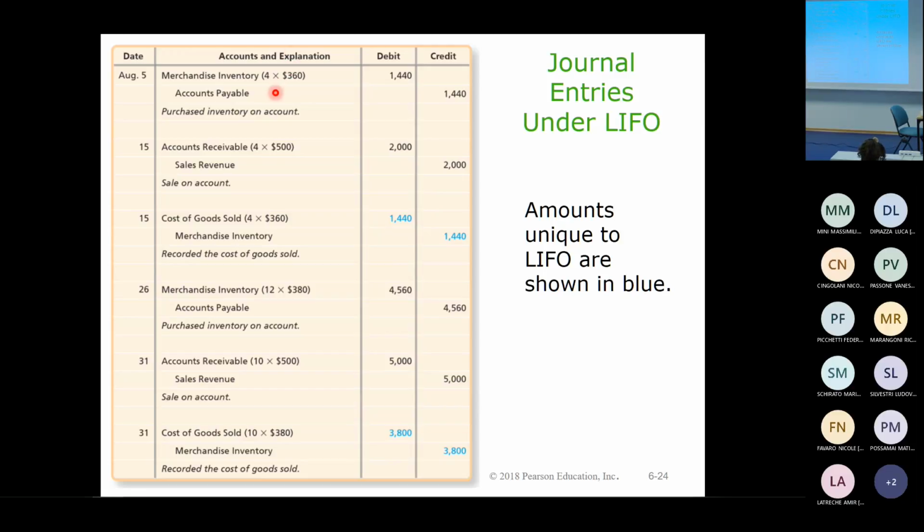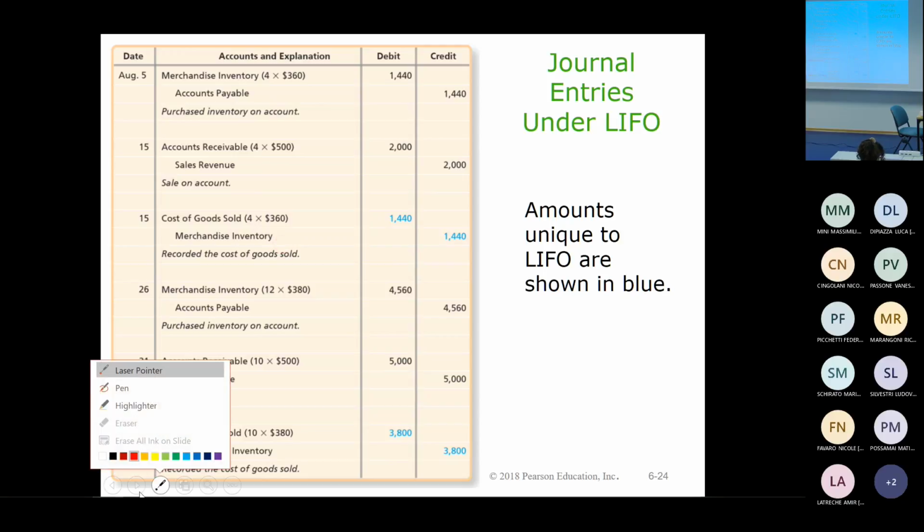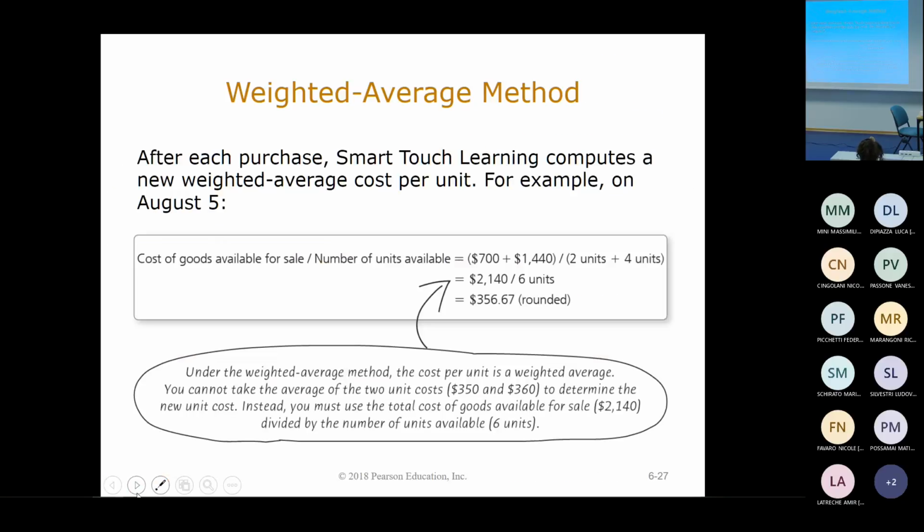Debit inventory, credit accounts payable when you buy; debit accounts receivable, credit sales revenue; debit cost of goods sold, that's what matters, and credit merchandise inventory. Because we use the perpetual system and we account for each single sale. So it's not really a matter of entries.